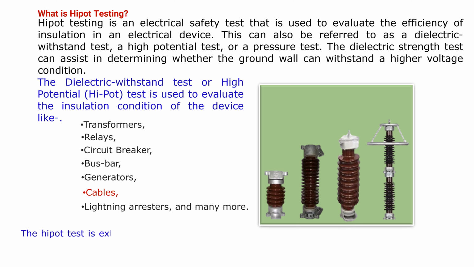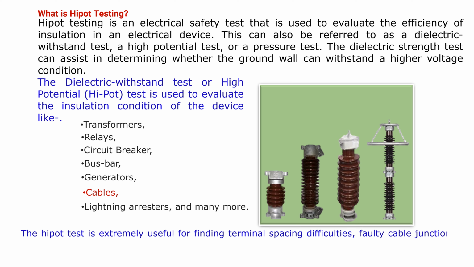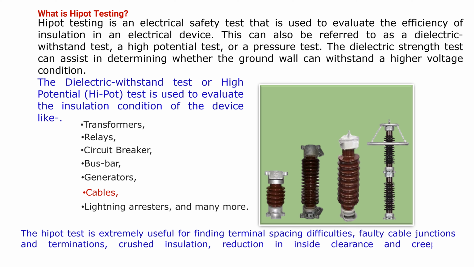The Hipot test is extremely useful for finding terminal spacing difficulties, faulty cable junctions and terminations, crushed insulation, reduction in inside clearance and creepage, corrosive or conductive impurities, and braided shielding or stray wire strands.